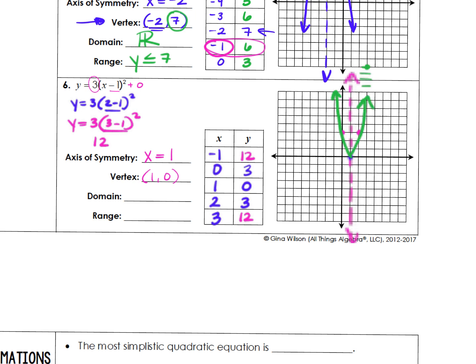What's the domain? All real numbers. And then your range, when it opens up, is that greater than or equal to or less than or equal to? Greater than or equal to. Your y values will be higher than what number? Than the y value of your vertex, which is 0. Questions on that? Feels very familiar, right? You just have to start by finding the vertex instead of by finding the axis of symmetry.